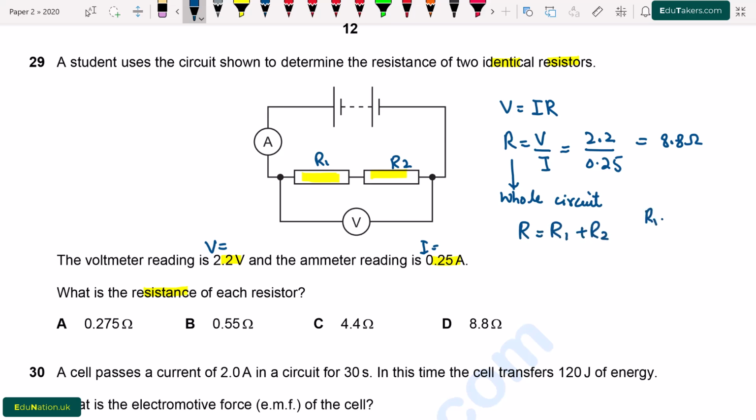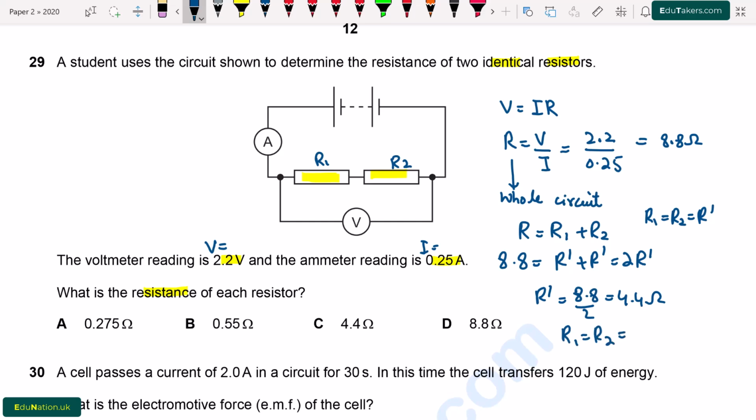I suppose that R1 is equal to R2, which is equal to R prime. So I write here 8.8 is equal to 2R prime. R prime is equal to 8.8 divided by 2, which is 4.4 ohms. It means that the resistances R1 and R2 are both equal to 4.4 ohms. So from here option C is correct.